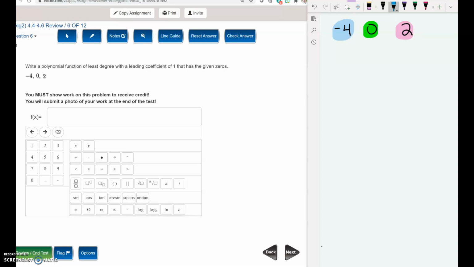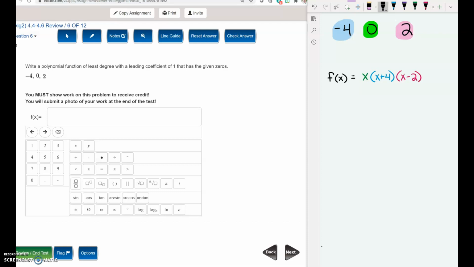All right, we're picking up on this problem. Write a polynomial function of least degree with a leading coefficient of 1 that has the given zeros, -4, 0, and 2. So we are going to write a function f of x, and if -4 is a solution, that means x plus 4 was in the polynomial. If 0 was a solution, then there's a monomial x in front. And if 2 is a solution, then x minus 2 is in the polynomial.